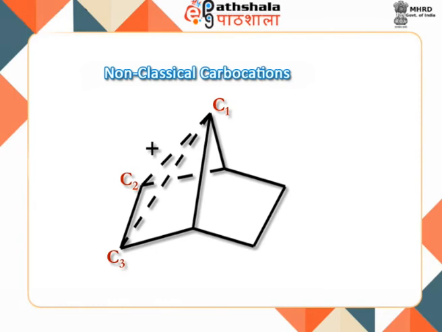Let us now understand what are non-classical carbocations. In simple words, non-classical means non-conventional or unusual or different from classical. These are the carbocations in which, rather than a particular carbon having the positive charge, the positive charge is delocalized over three carbon atoms as a bridged cation involving 3-center 2-electron bonding. Notice in this case as shown here, these three carbon atoms are involved in 3-center 2-electron bonds.